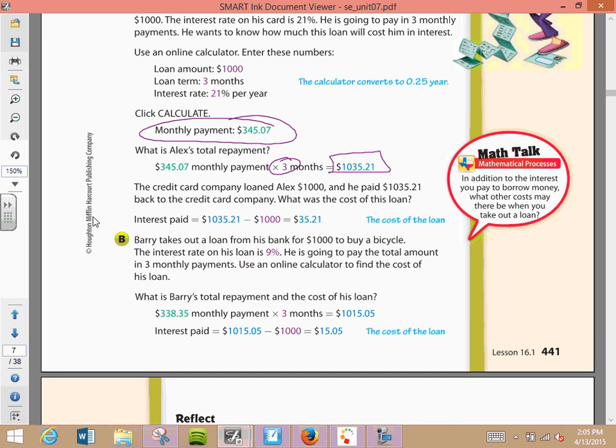Now, obviously that is more than $1,000, right? Because we're including the interest. The interest, again, is the cost of lending and borrowing money. So to figure out how much you're paying in interest, you just subtract those two, and it's right here. That's it. That's all there is to it. It's not a very difficult concept.